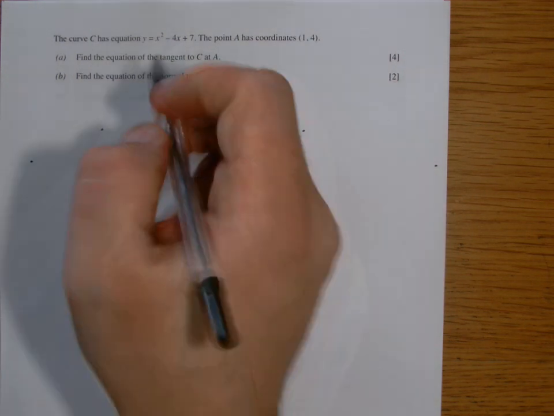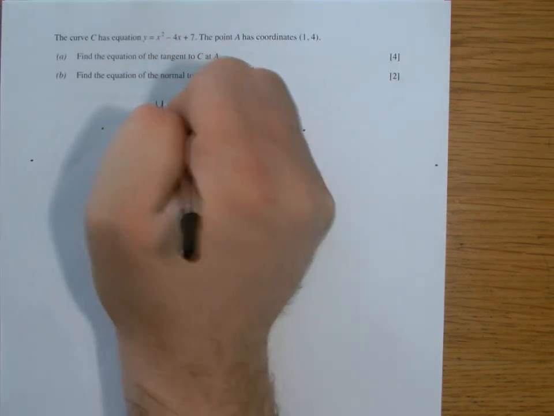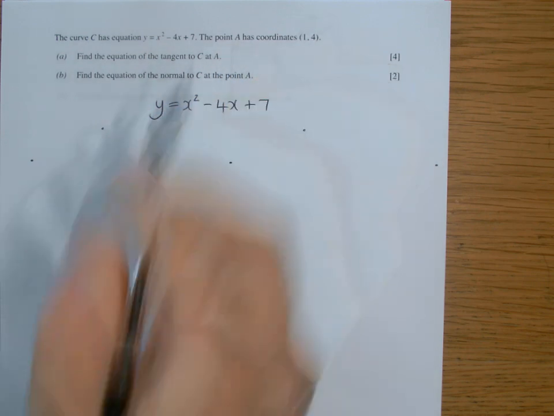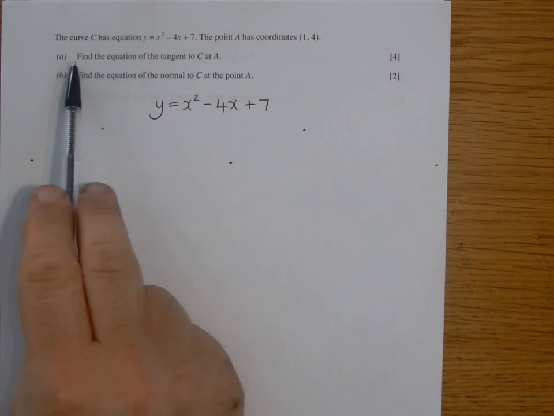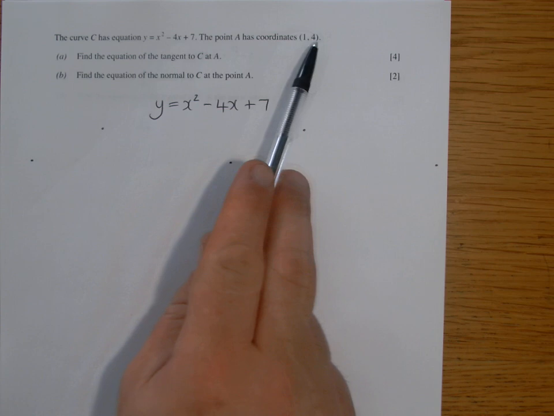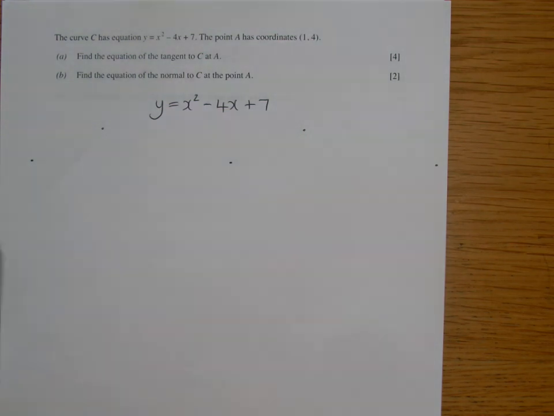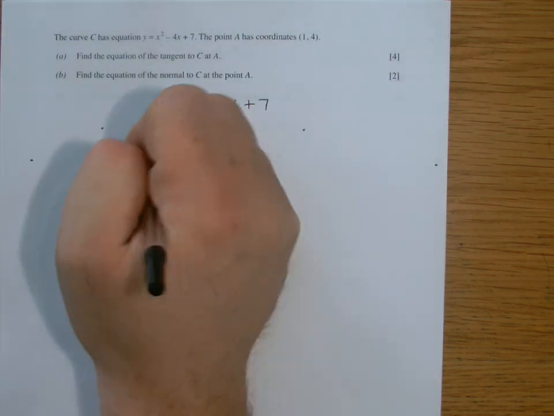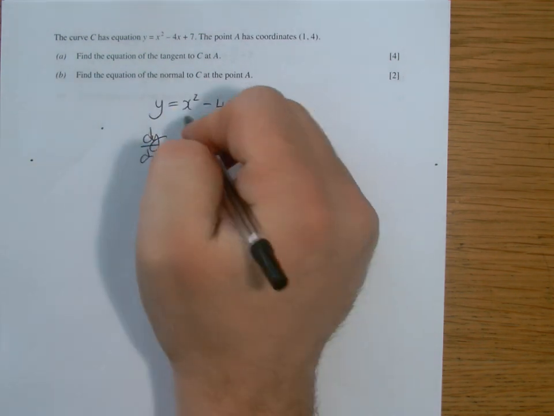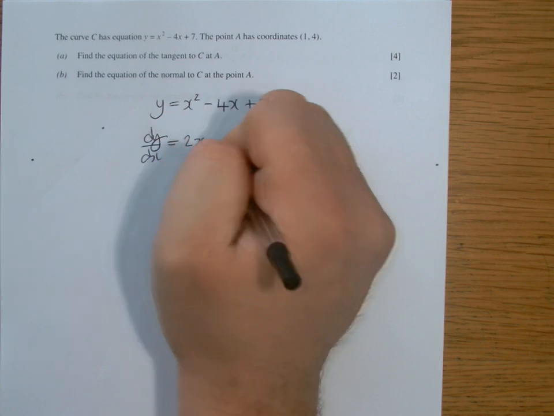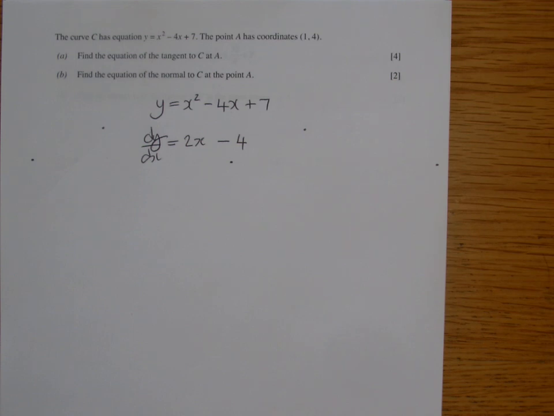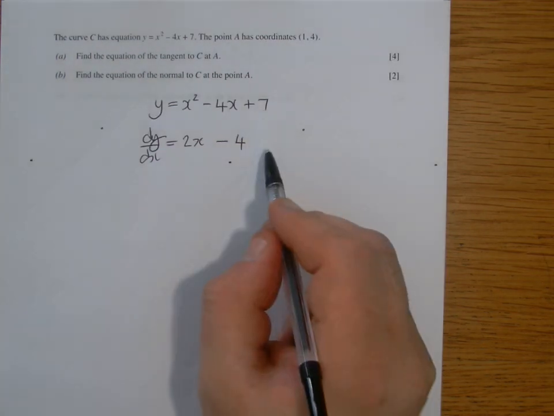Okay, so we've got a second question here whereby we're given the curve y equals x squared minus 4x plus 7, okay? And in part A it says find the equation of the tangent to C at A, okay? Now A has got this coordinate (1, 4). So just like in the previous example, the first thing we would do is determine the gradient function. So we differentiate, so bring the 2 down, so we get 2x. And then minus 4x becomes minus 4 when you differentiate that, okay? And of course the 7 is a constant, so it becomes 0.